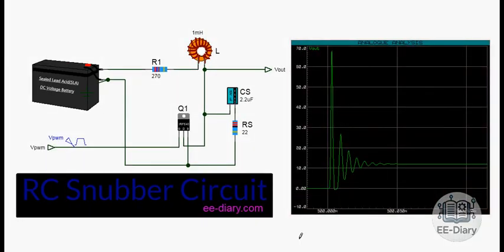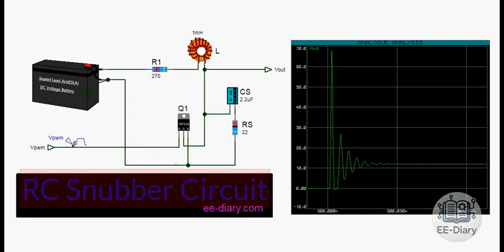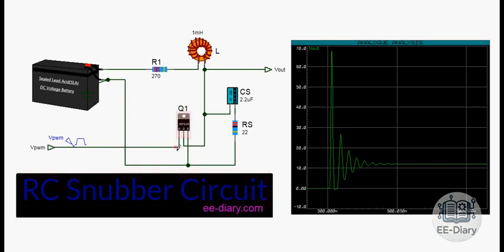Let me walk you through the circuit setup. Here, I am using an IRF540 MOSFET. The source is grounded, and a PWM signal is applied to the gate. The drain is connected to a 1 mH inductor, which is connected to a 12-volt power supply through a 270-ohm resistor for current limiting. Initially, we'll simulate the circuit without the snubber.